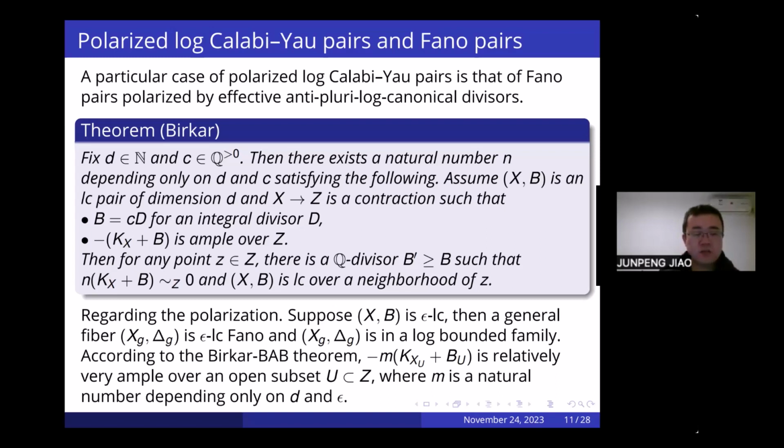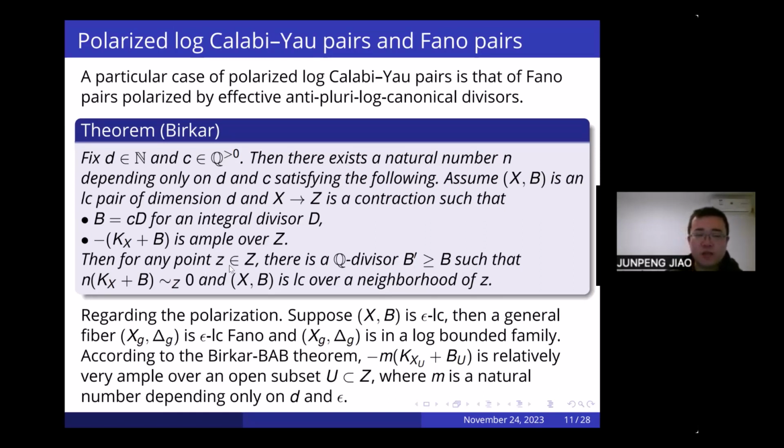The next theorem is due to Professor Birkar. First, let's see what it is. So fix the dimension D and fix the coefficient set C. Then there exists a natural number n depending only on D and C, satisfying the following. Suppose (X, B) is an LC pair of dimension D and X to Z is a contraction, B equals to C D for an integral divisor D. And negative K_X plus B is ample over Z.